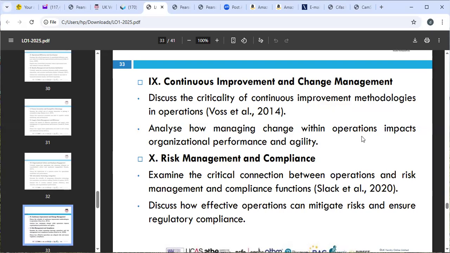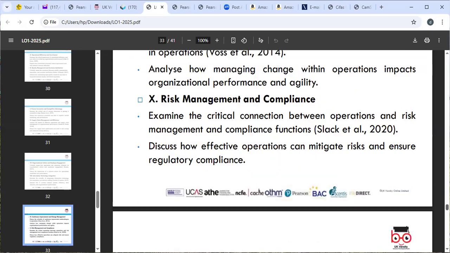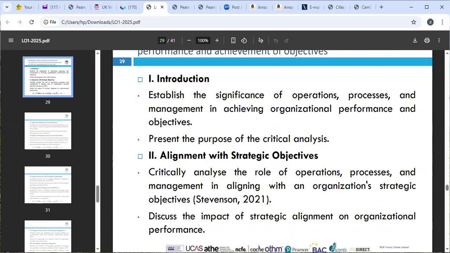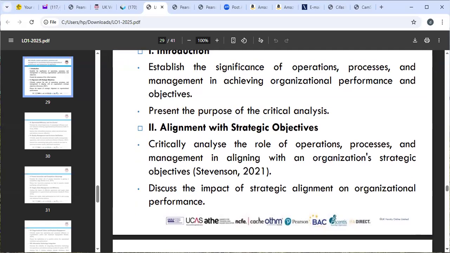Okay. All right. So I think that we've gone through most of the information that we have here. Alignment with strategic objective. Critically analyze the role of operations, processes, and management in aligning with an organizational strategic objective. Stevenson, 2021. Discuss the impact of strategic alignment on organizational performance.